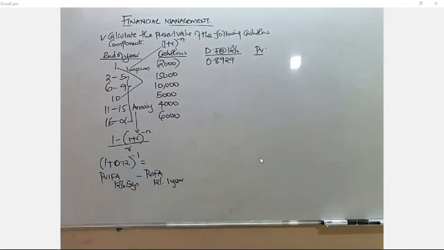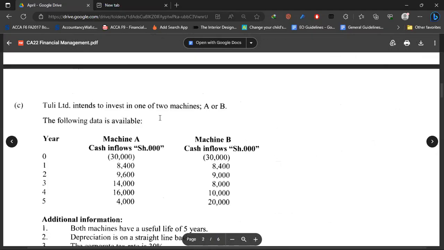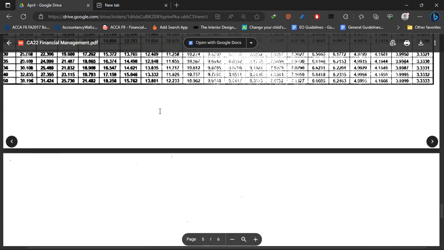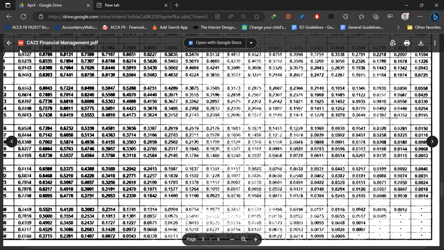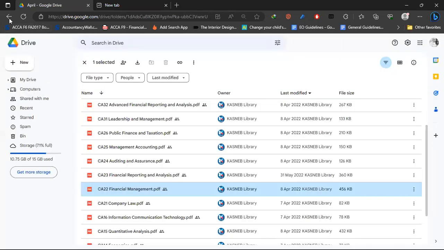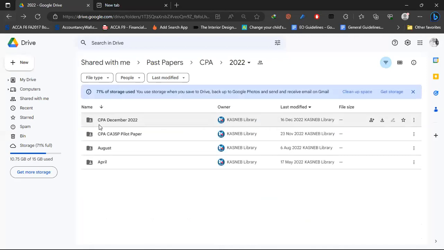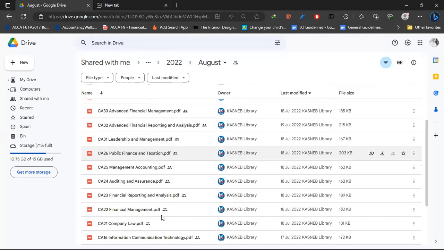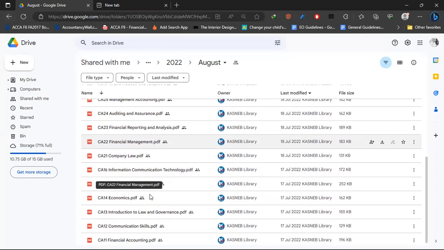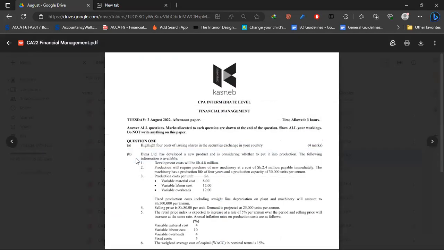You will allow me to use the table so that I can also teach you how to use it. 12% here looks very bad. Let us check on August. This one does not have it.